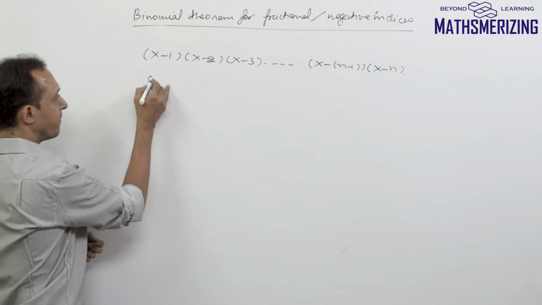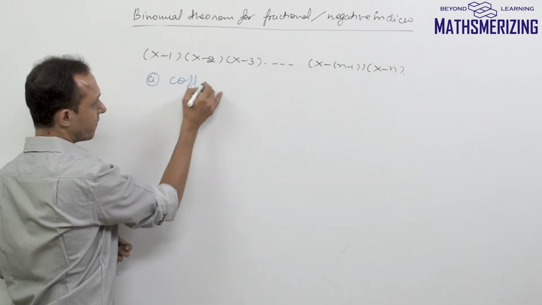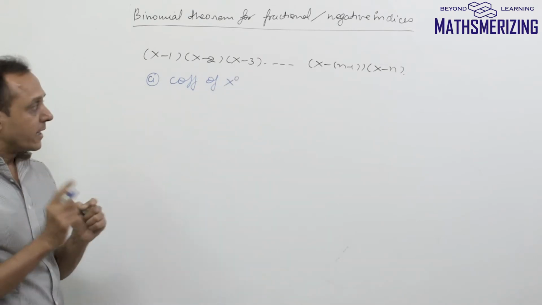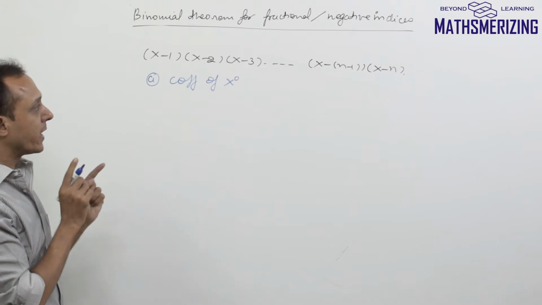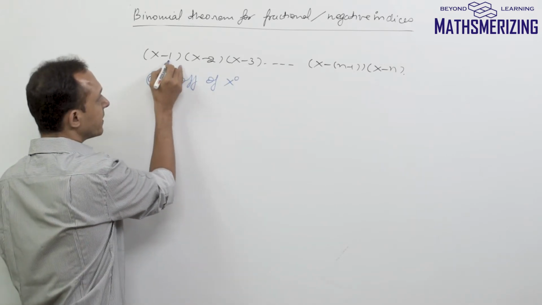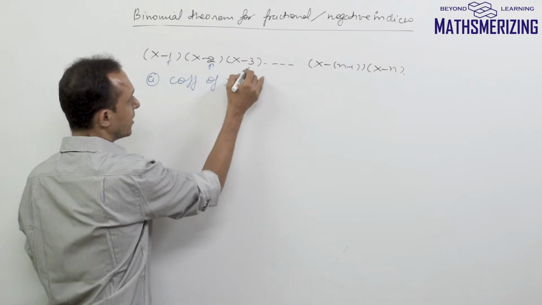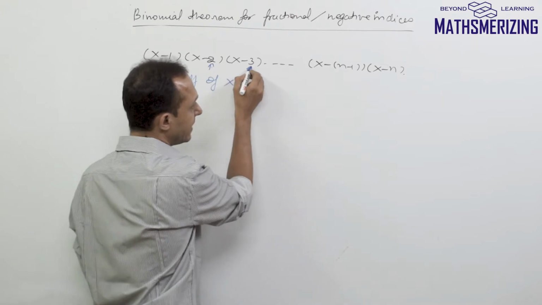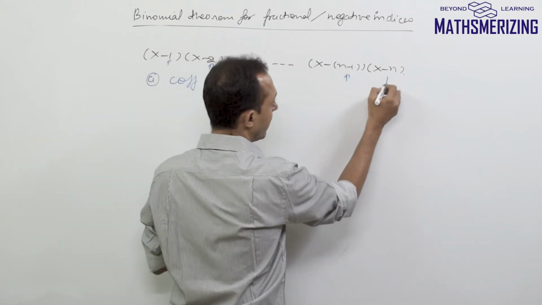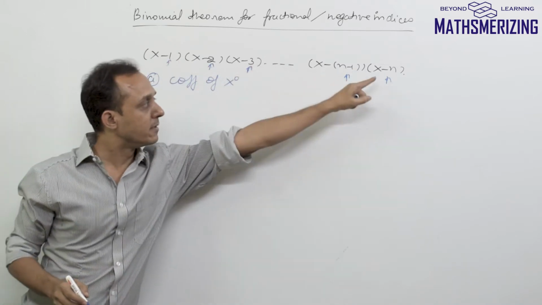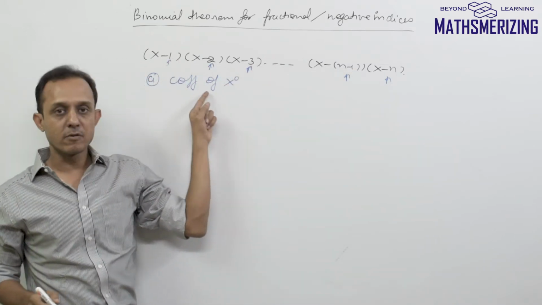Maybe they'll ask you to find the coefficient of x to the power 0. I know that x to the power 0 is the constant term. So when do I get a constant term? When the constant term in each factor gets multiplied with the other constant terms. So minus 1 gets multiplied with minus 2, with minus 3, and in the end, with minus n.